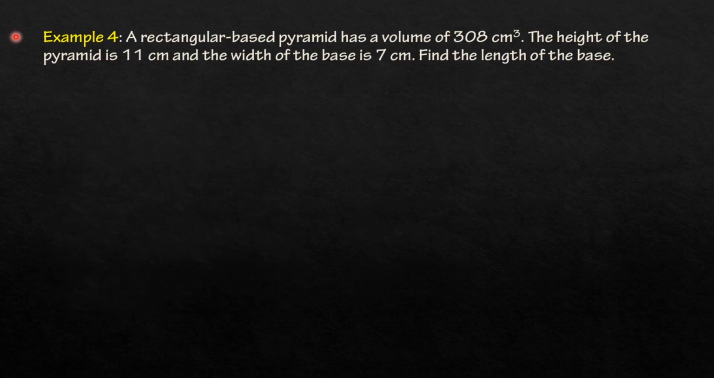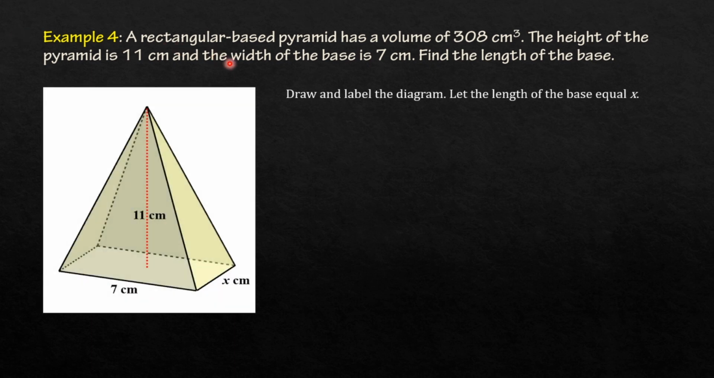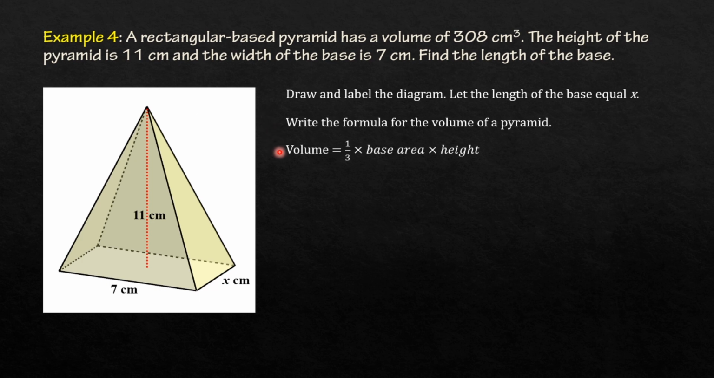Here's another example. A rectangular base pyramid has volume 308 cubic centimeters. The height of the pyramid is 11 centimeters, and the width of the base is 7 centimeters. Find the length of the base. Start by drawing and labeling a diagram. The side we want to know is the length, and we label that as X here. So the height is 11, the width is 7, and we want to find X here. Write the formula for the volume of the pyramid again. 1/3 base area times height.